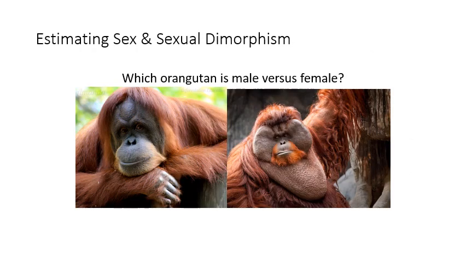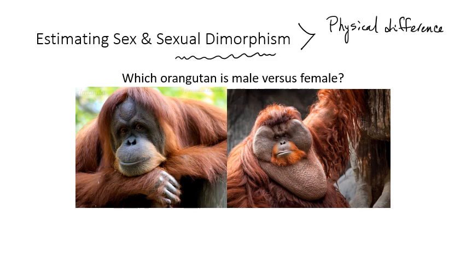When estimating sex, we need to keep in mind that there are physical differences between males and females depending upon what species we belong to. The word that we use here is sexual dimorphism. I'm sorry, that's a big, ugly word. This just means physical differences that are related to sex.